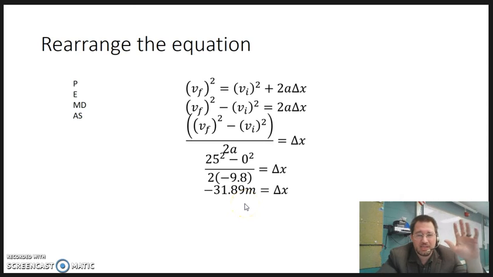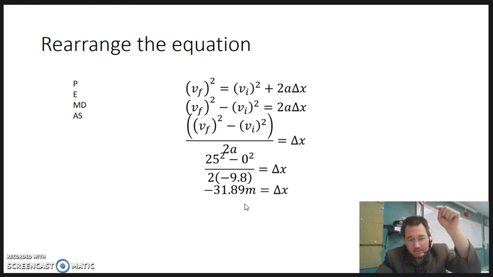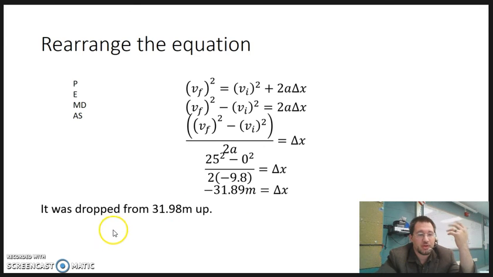Now, negative may seem like it does not make sense, and that's a good thing to think about, but it does make sense. Because remember, which way did the ball fall? It fell down, and we said that down is negative direction. So our answer makes sense, and what it means is it was dropped from 31.98 meters up.